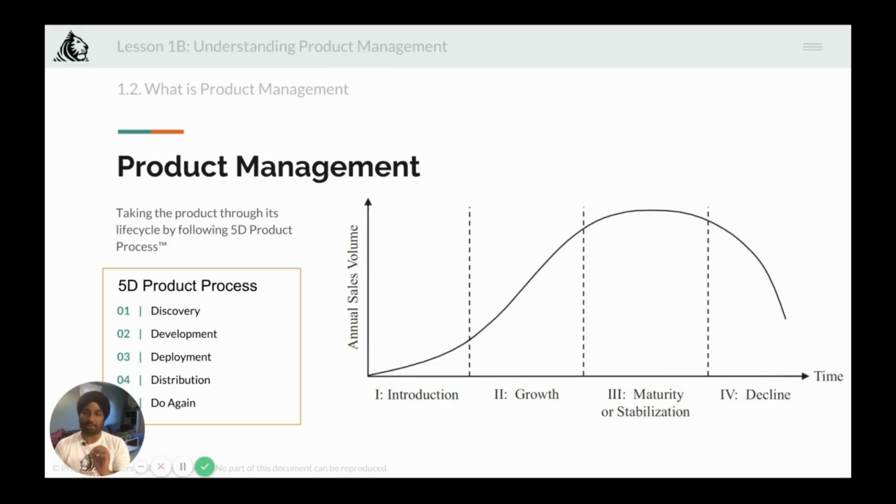So let's dive deeper. Product management is taking the product through a cycle of ideation, development, deployment, marketing, customer feedback, and repeat in order to maximize the value customers can derive within the business constraints. So effectively, when you're taking the product from introduction, growth, maturity, decline stages, what you're doing is going through this process of 5D: discovery, development, deployment, distribution, and do it all over again for each of these phases multiple times, so that the product is taken through all the stages.